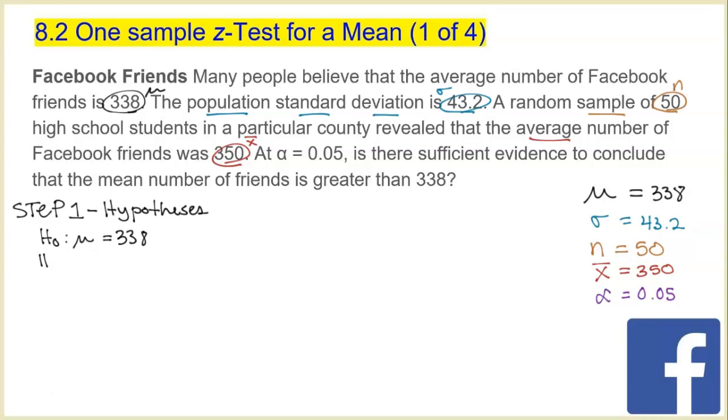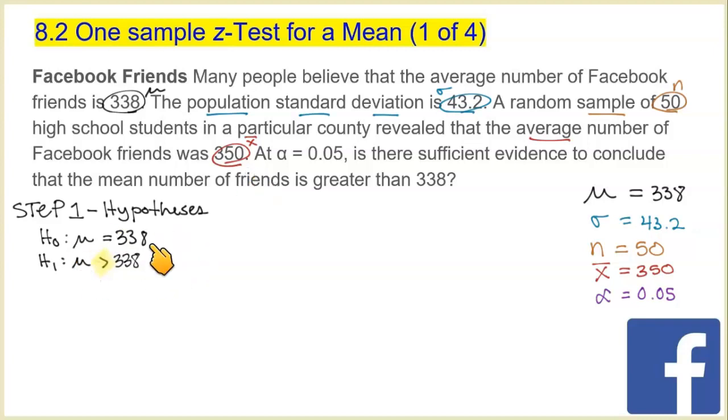So the null hypothesis just indicates there really is no difference in the mean. So it's assumed that the true average is 338. The alternative hypothesis represents that there is a difference, and that's what we're looking at to see, is that difference statistically significant or not? In this case, it says, is there sufficient evidence to conclude that the mean number of friends is greater than 338? So for our alternative hypothesis, our H sub 1, it's that the true average is actually greater than 338 based on the sample that we collected.